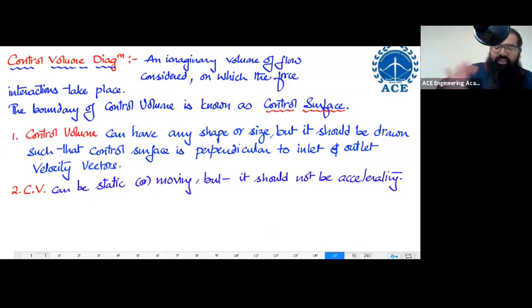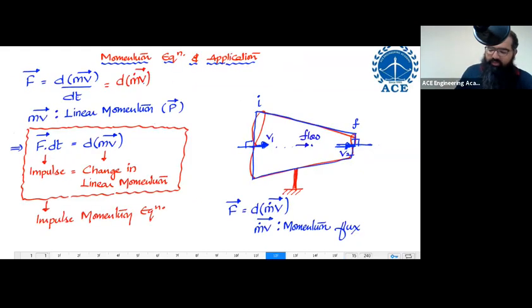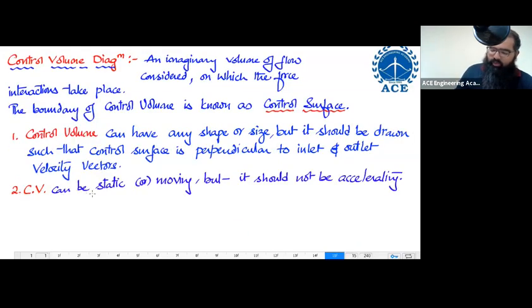Now what will happen if the entire system starts accelerating? First thing, it becomes a non-inertial frame of reference, as you might have studied in mechanics. Your Newton's law is not going to be valid in that case. Since Newton's law is not valid, whatever equation you have for momentum flux also becomes invalid. So please remember, the control volume can be static or moving, but it should not have any acceleration. This is the second point.